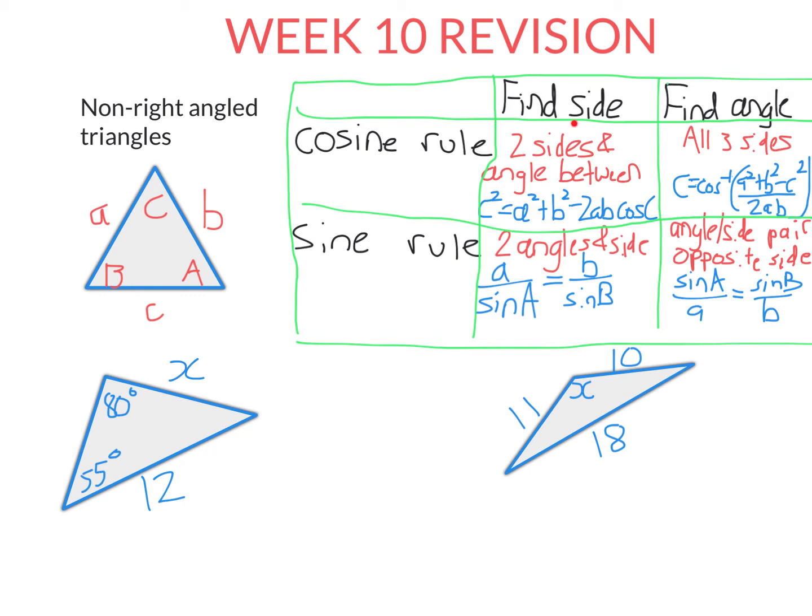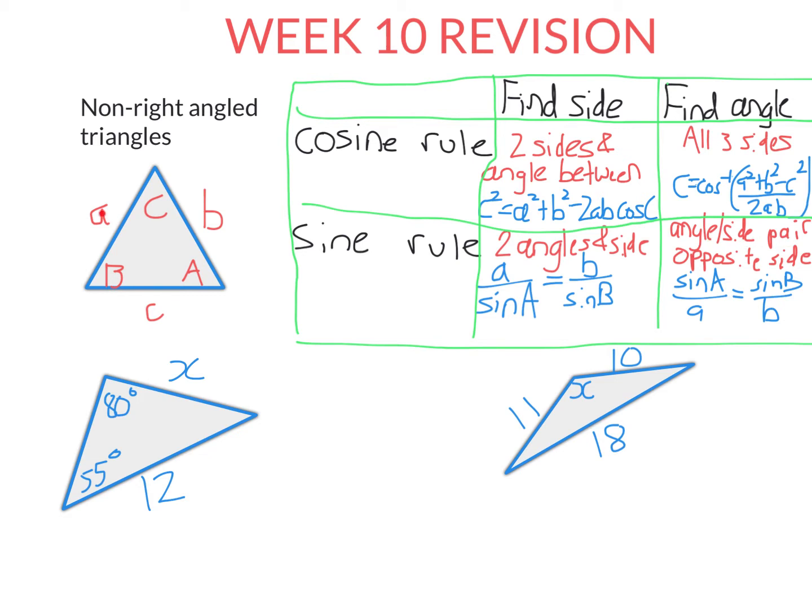So if you want to find a side in a non-right angled triangle, you use the cosine rule if you have two sides and the angle between, and you use the sine rule if you have two angles and a side. If you want to find an unknown angle, you use the cosine rule if you know all three sides, and you use the sine rule if you have an angle and side pair.